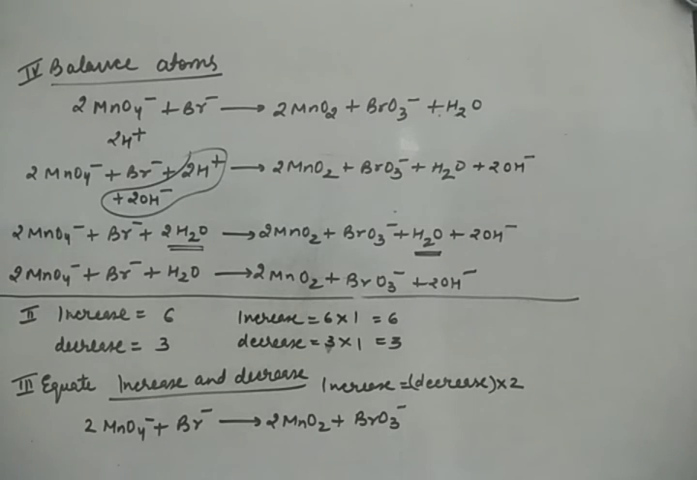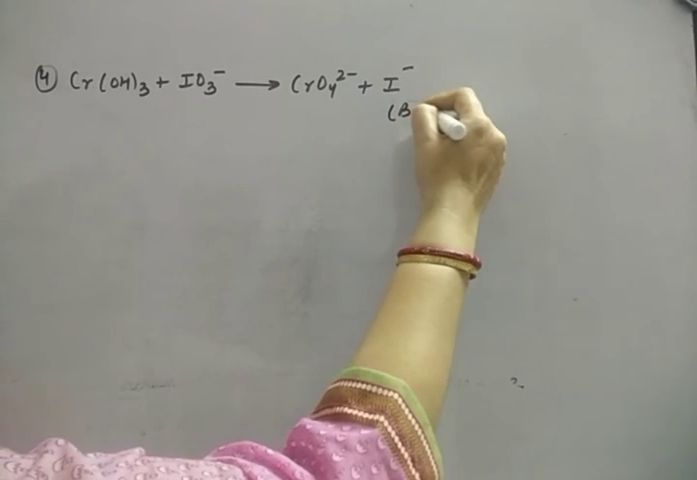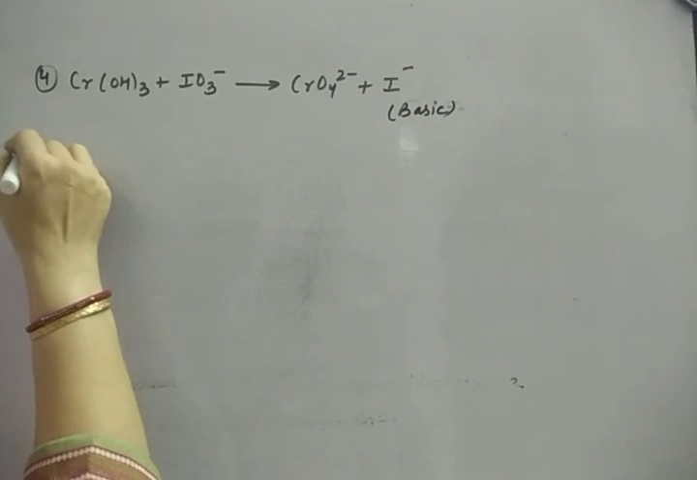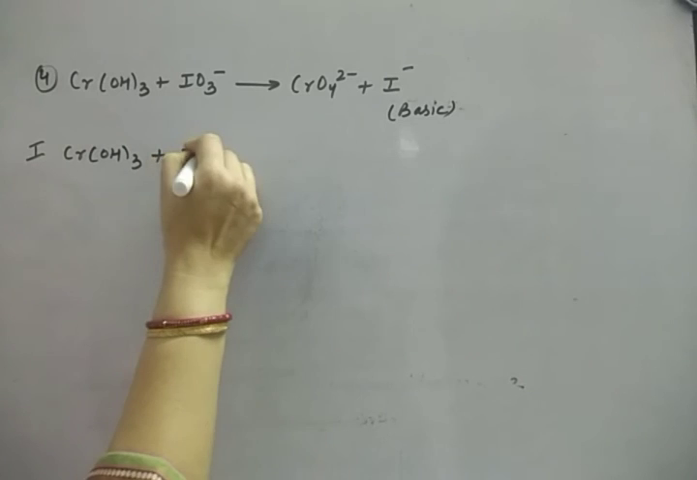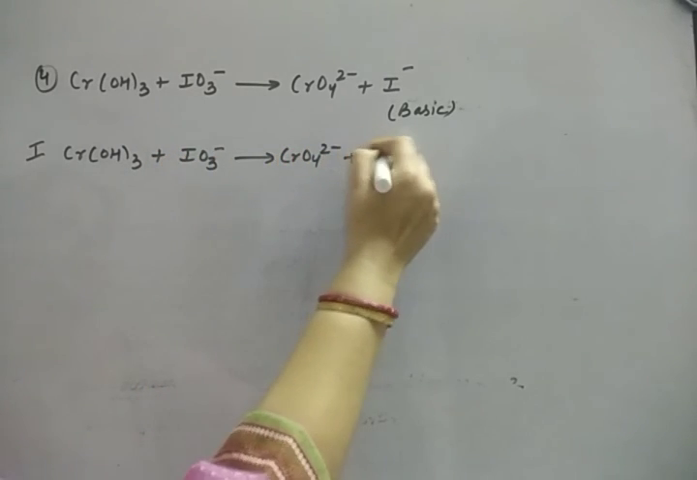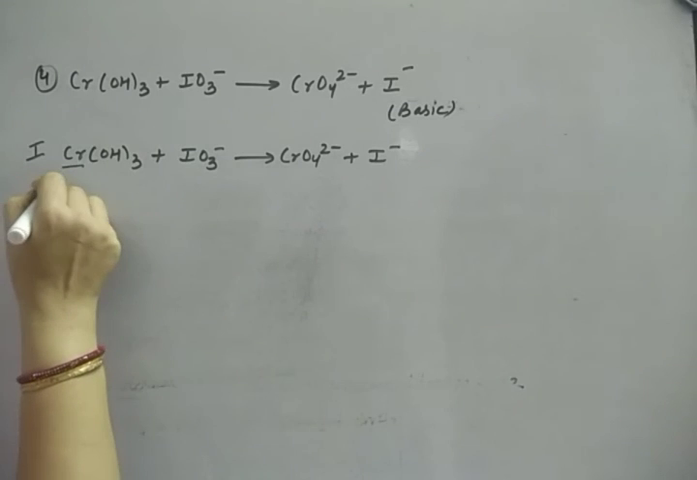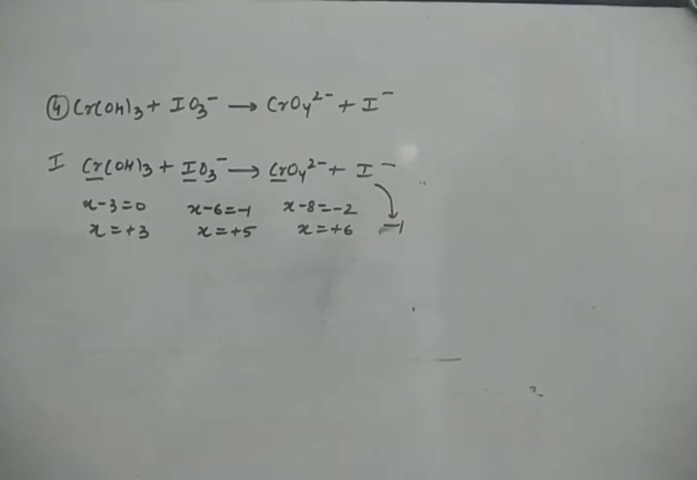We'll take one more example. Again this is also in basic medium. So the first step is calculate the oxidation number of all the elements. Here we'll calculate for chromium. So x plus 3 into minus 1 equal to 0, so x equal to plus 3.